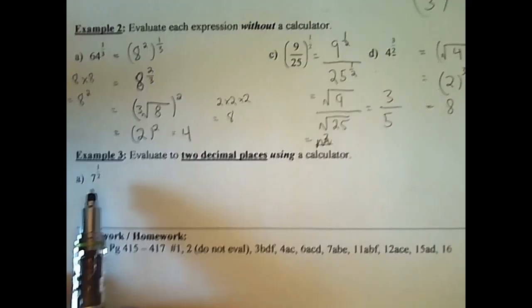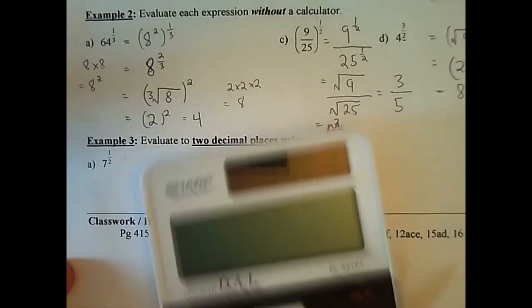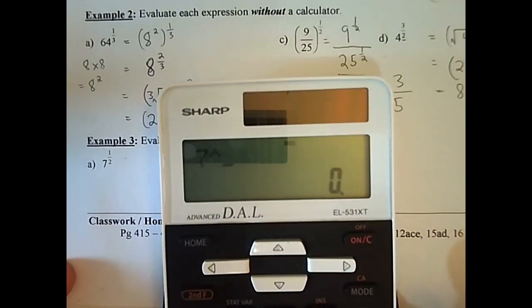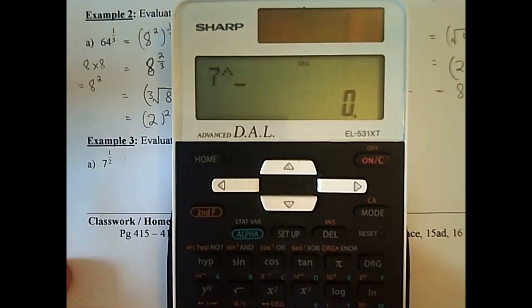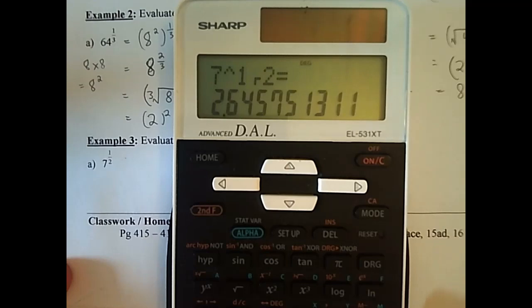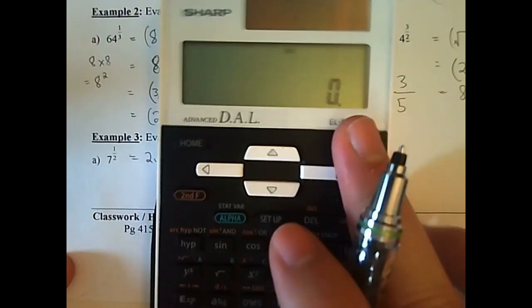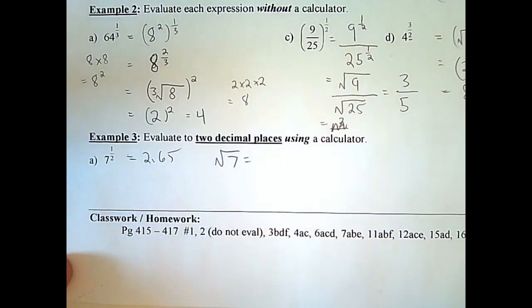This last part we can use a calculator for, because we're going to get a decimal here. I can use my calculator to show this two different ways. I could just do 7 to the power of 1 over 2, which gives me 2.64, or let's just say 2.65. Or I could find the square root of 7, which is equal to 2.65. So they get the same thing.